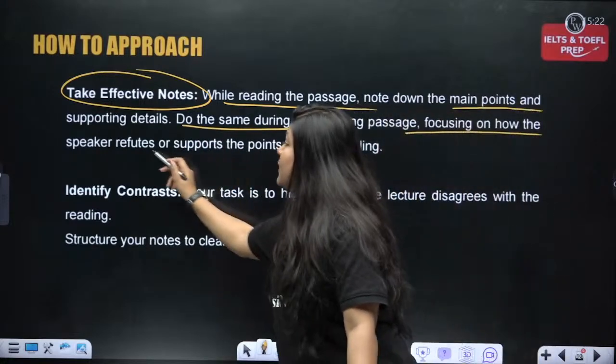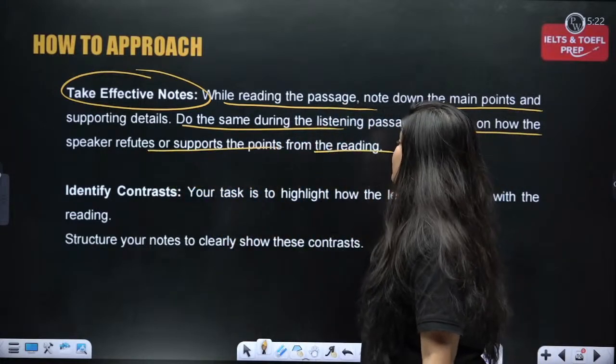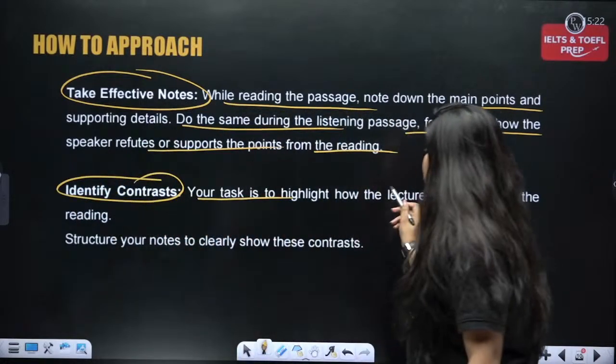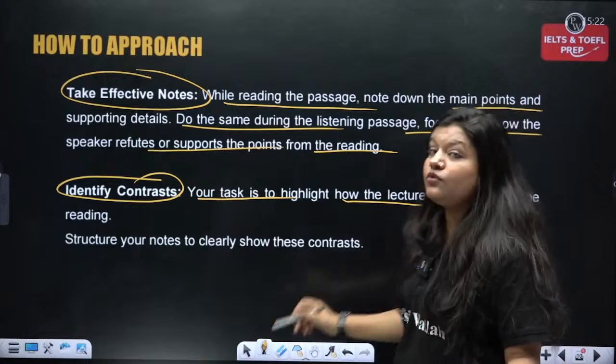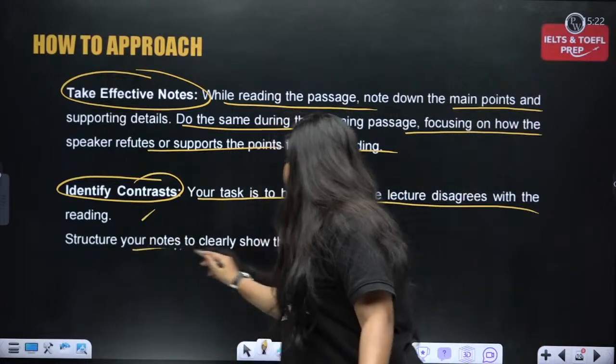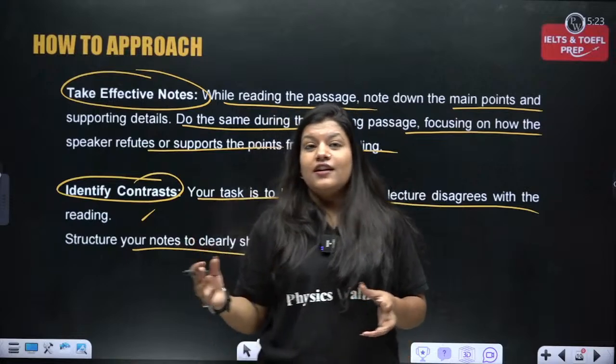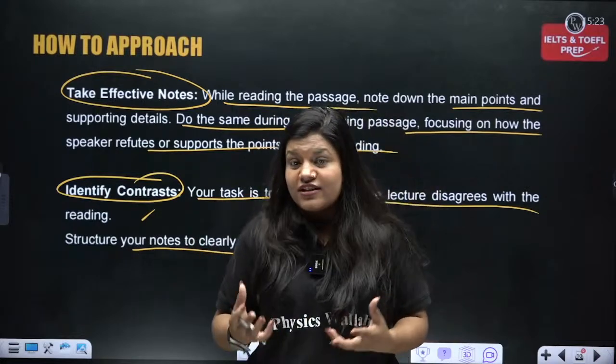Focus on how speakers refute or support the pointers from the reading. Identify the contrast. Your task is to highlight how the lecture disagrees with the reading portion. Structure your notes clearly and show these contrasts. In order to show these contrasts, you should be very well aware of the contrastive words that you can use.